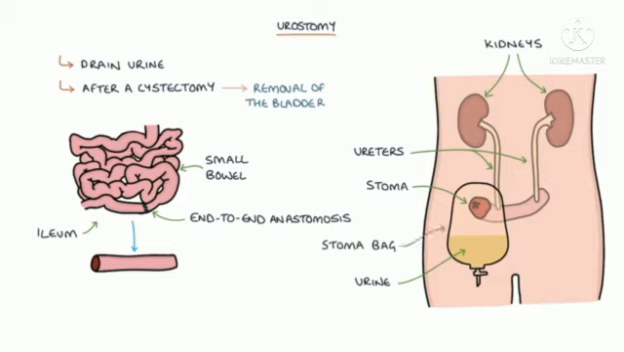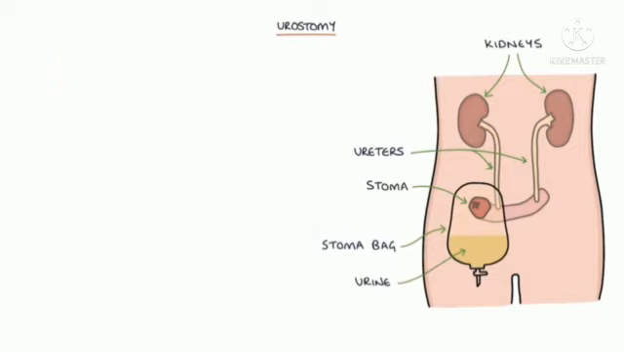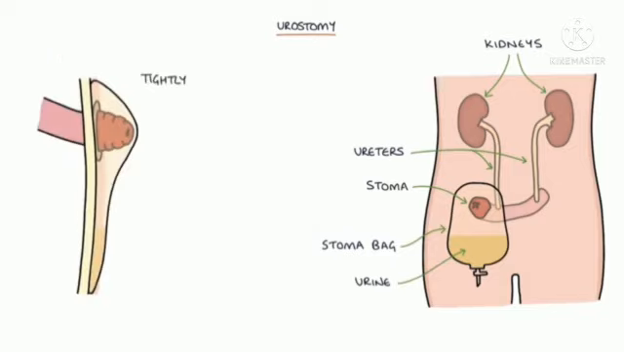So what happens is the kidneys drain urine into the ureters. This drains into this separated section of the ileum called an ileal conduit, and then this drains out of a stoma into a urostomy bag. The urostomy bags need to be tightly fitted around the urostomy to avoid urine coming in contact with the skin. Urine in contact with the skin will cause irritation and skin damage.